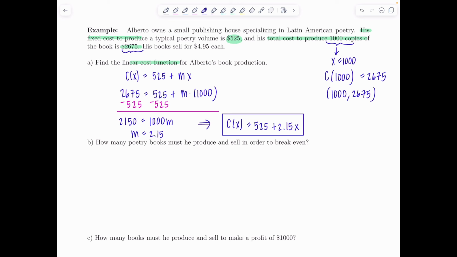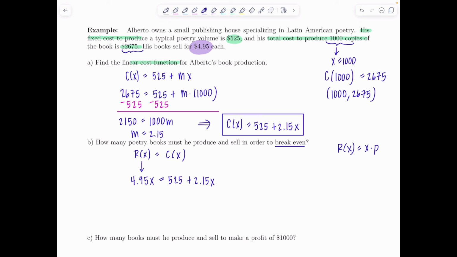How many poetry books must he produce and sell in order to break even? So remember, break even occurs when your revenue equals your cost. Revenue is, you remember the formula? X times P. Well, what's the price? I'll remind you. R of X is X times P. P, now we're going to use the 4.95. So X times 4.95, it looks better. Let's write 4.95 times X equals 525 plus 2.15X.